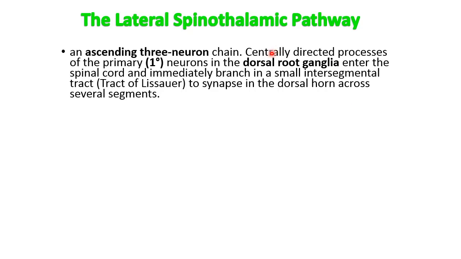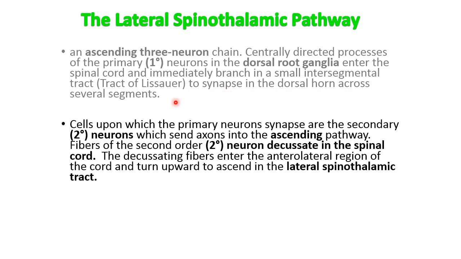Its centrally directed processes go in from the dorsal root ganglion, enter the spinal cord, and immediately branch into a small intersegmental tract, the tract of Lissauer, to synapse in the dorsal horn across 1 or 2 segments up above its input or below. The cells on which these primary neurons synapse are secondary neurons. They send their axons into the ascending pathway.